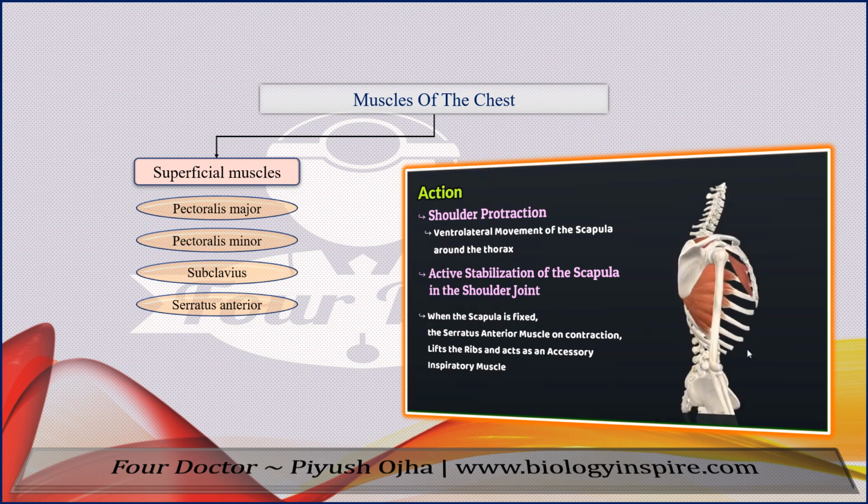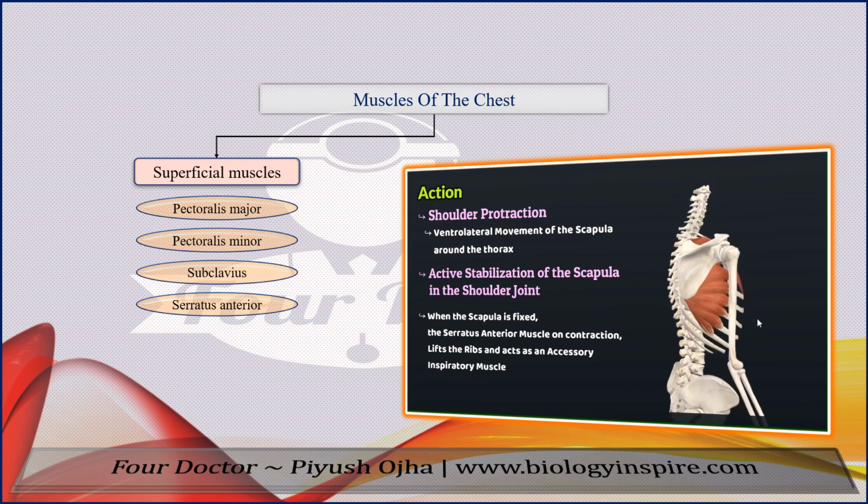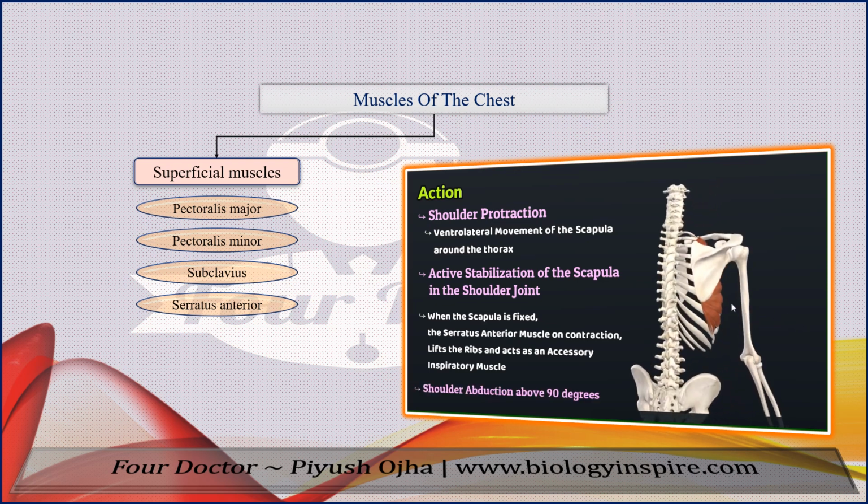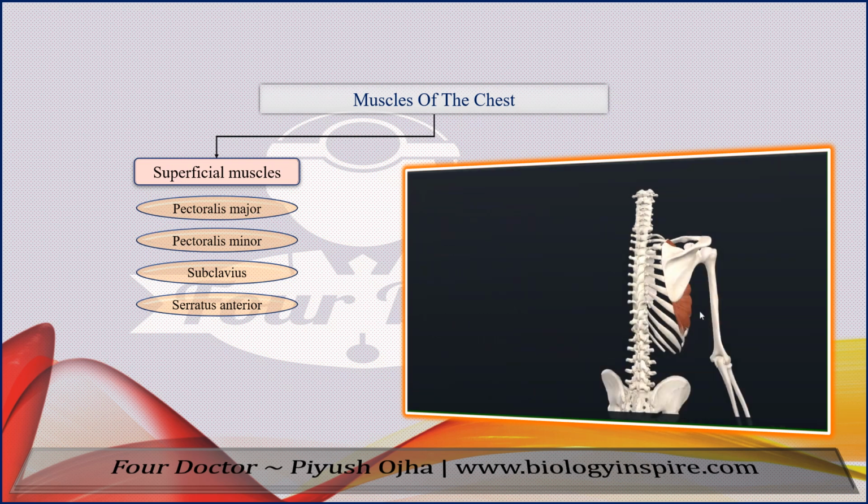Another most important function of the serratus anterior muscle is shoulder abduction above 90 degrees. That is, when this muscle contracts, it acts on the lower part of the scapula, and thus this muscle tilts the scapula and shifts the shoulder joint upward, and hence it helps in shoulder abduction above 90 degrees. So these were the functions performed by the serratus anterior muscle.